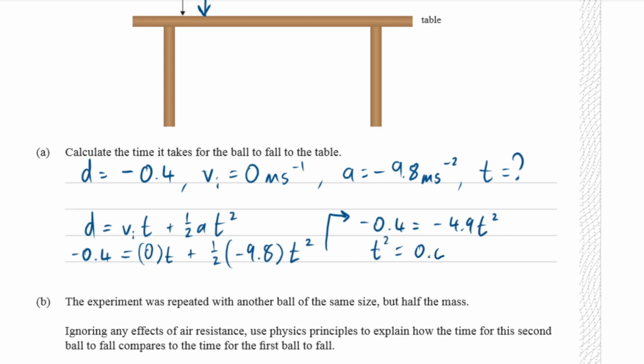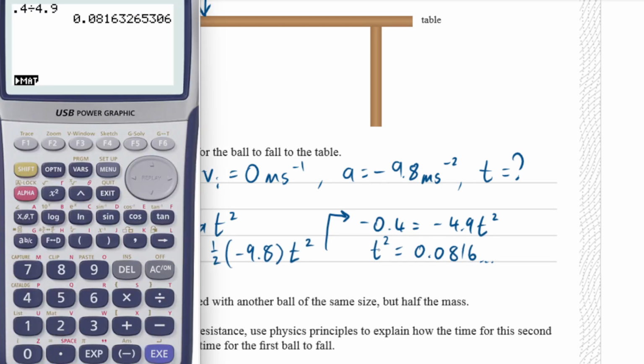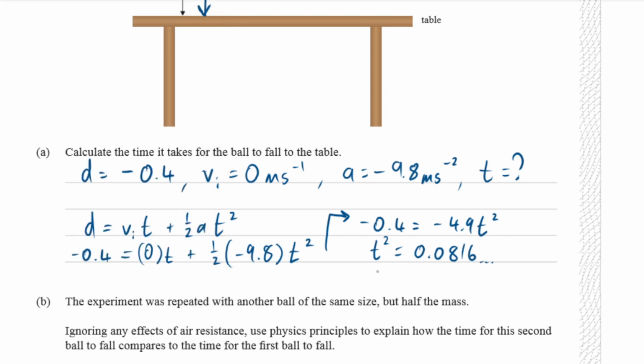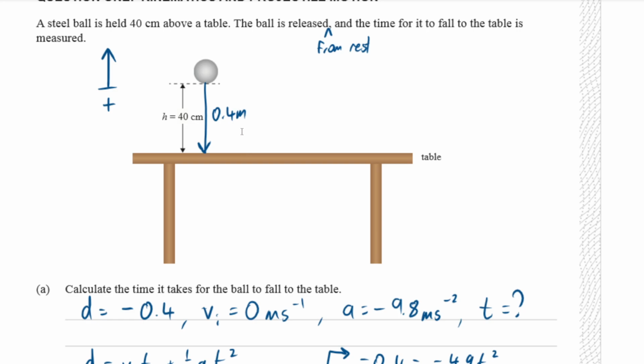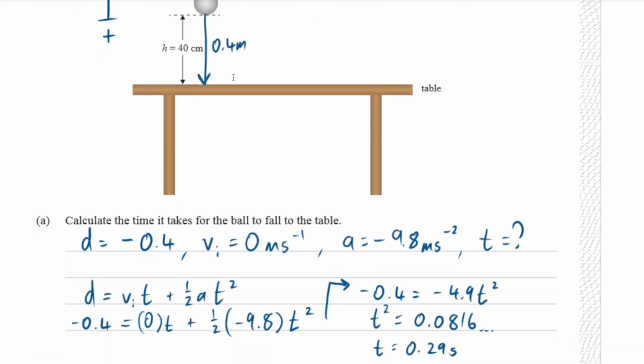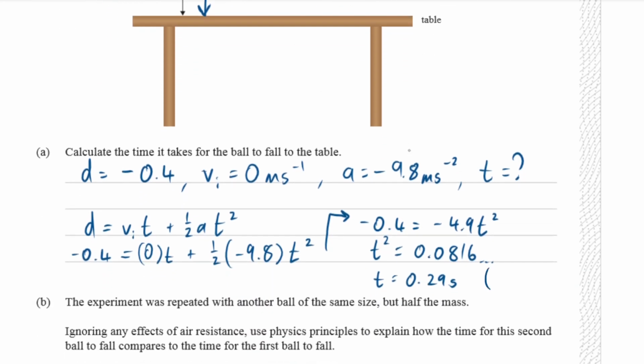So T squared equals 0.0816, whatever that was on our calculator. And to find T, our last step would be to square root. So shift, square root, shift, answer, to take our previous value, execute. Gives us T equals 0.29 seconds. And if we were being completely correct, we would round it to one significant figure, because the distance is only to one significant figure. So we could also write this as 0.3 seconds to 1 SF.